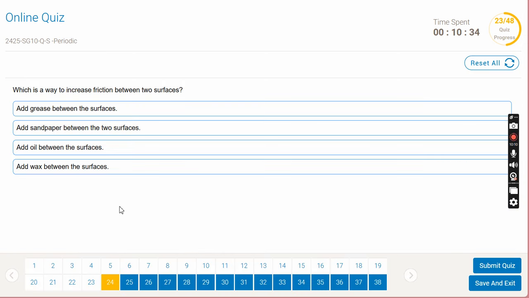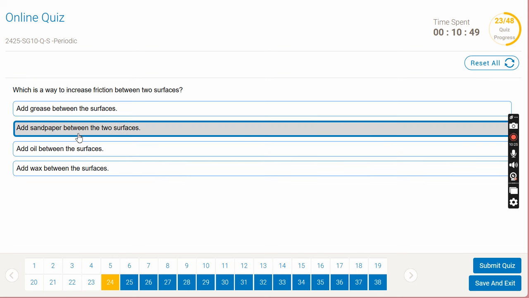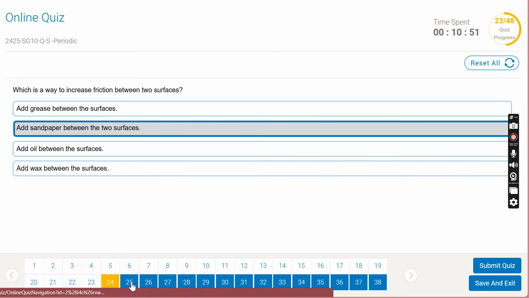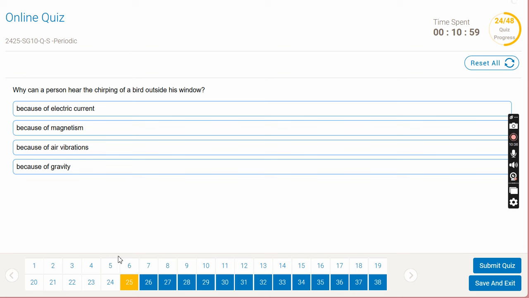Which is a way to increase friction between two surfaces? Increase friction, it means you need to add more particles that are not going to allow you to slip. So keep that in mind. So add wax, no. Add oil between the surfaces, it's going to make the surface smooth. So reduce friction. So add sandpaper. The particles on the sandpaper are very small, and there's more interaction between the two surfaces, between the sandpaper and your shoes. So that's going to increase friction.